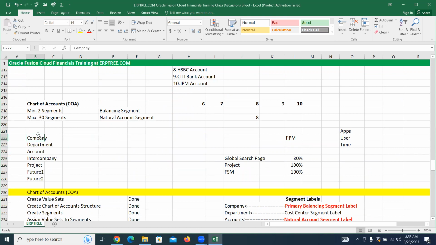Some clients, maximum 70 to 80%, use it as company. The rest, 20 to 30%, some clients will go with a different naming convention. Some clients say, my business unit is my company here. I have 10 business units, maintained as 10 companies to facilitate transaction creation. I want to see this segment also as a business unit. Then you'll have a segment named business unit. If not business unit, what other names can you take?